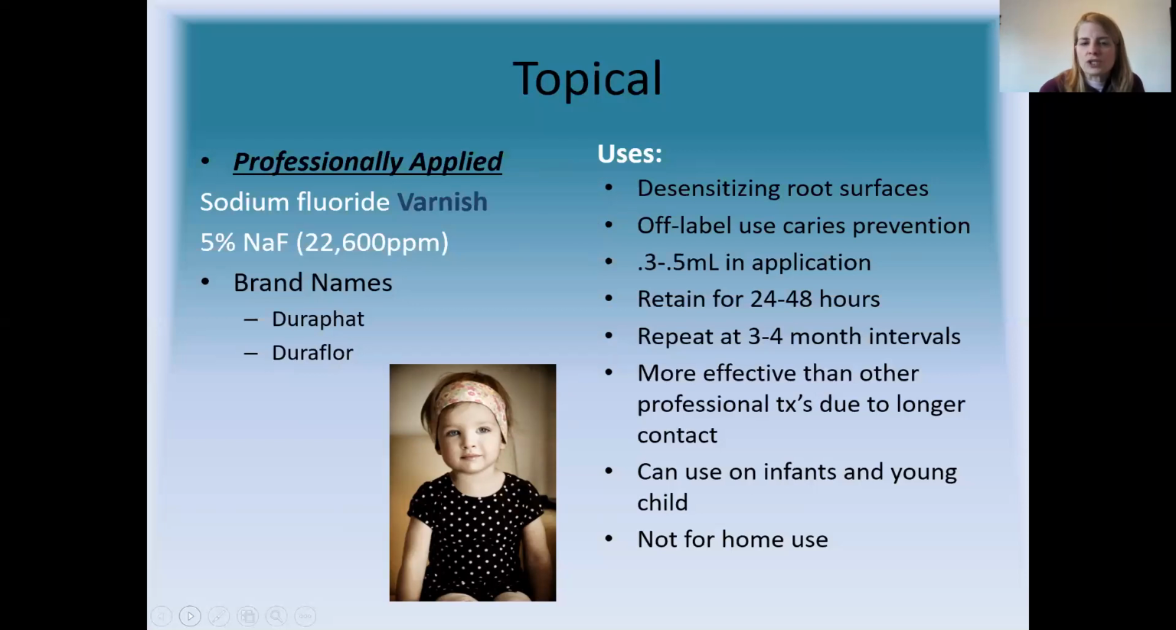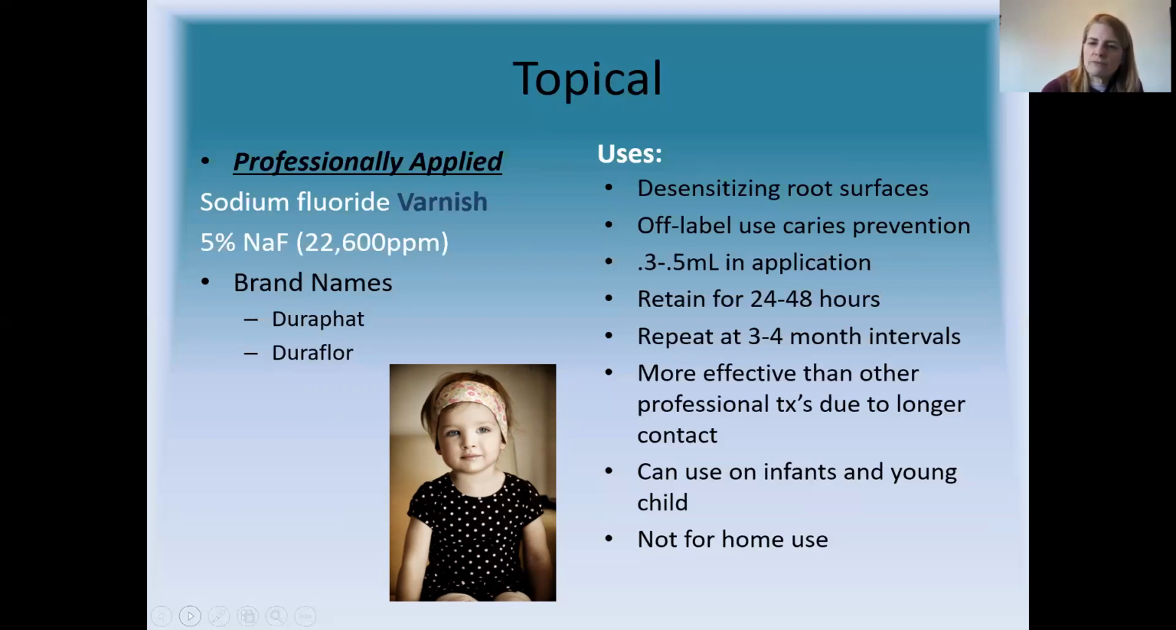Sodium fluoride varnish. This is our 5%. This is the varnish, the paint-on varnish. 22,600 parts per million. There's Duraflor, Durafat. There's lots more brand names versus the first couple that came out. Desensitizes root surfaces. Off-label use is for caries prevention. It was originally approved for desensitization.